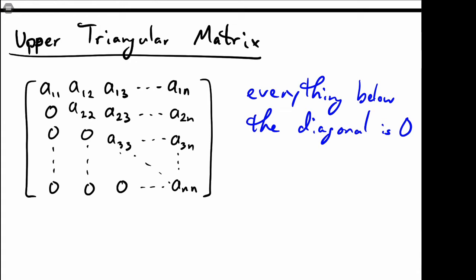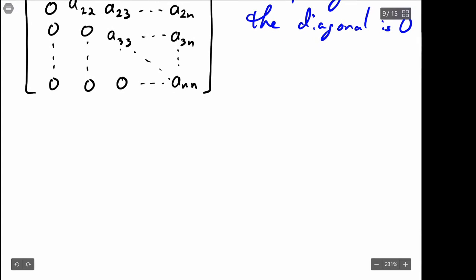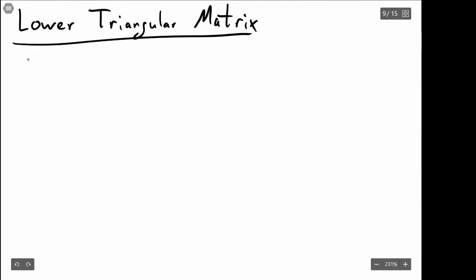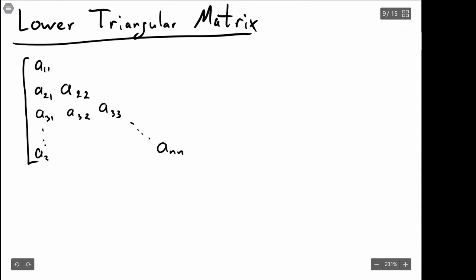Now we likewise have a lower triangular matrix. I'll give you a guess as to what that might look like. We have A11, again our diagonal A22, A33, ANN, then A21, A31, A32, A3N, sorry, AN1, AN2, AN3, dot dot dot. Again, everything on and below the diagonal this time can be whatever, but everything above the diagonal has to be zero.